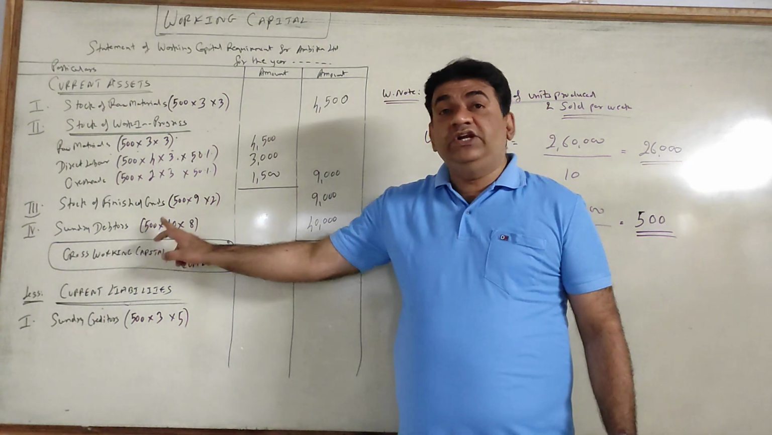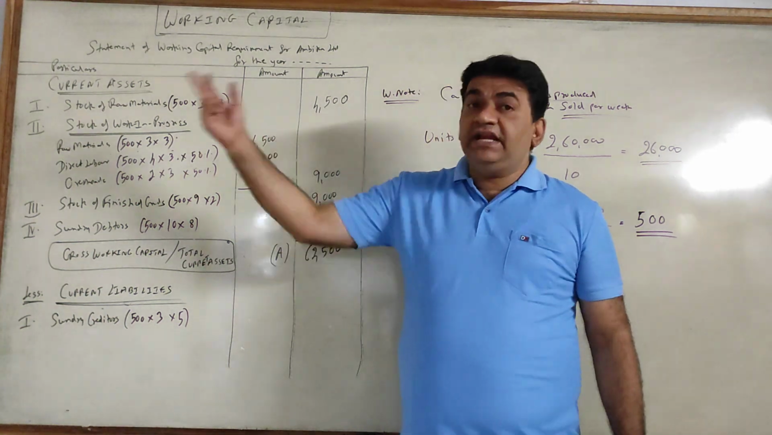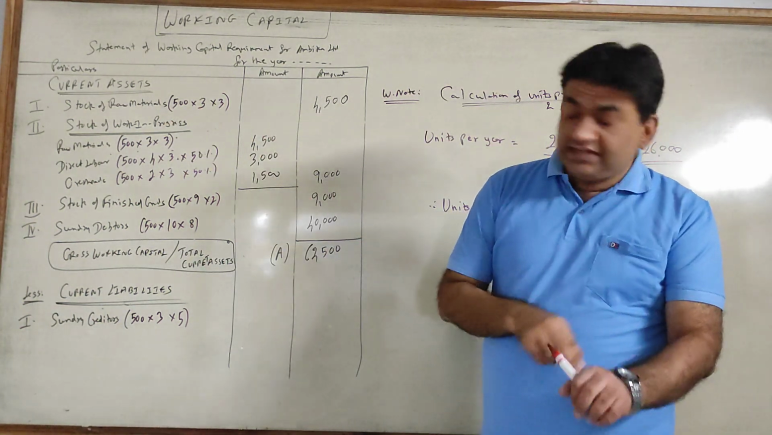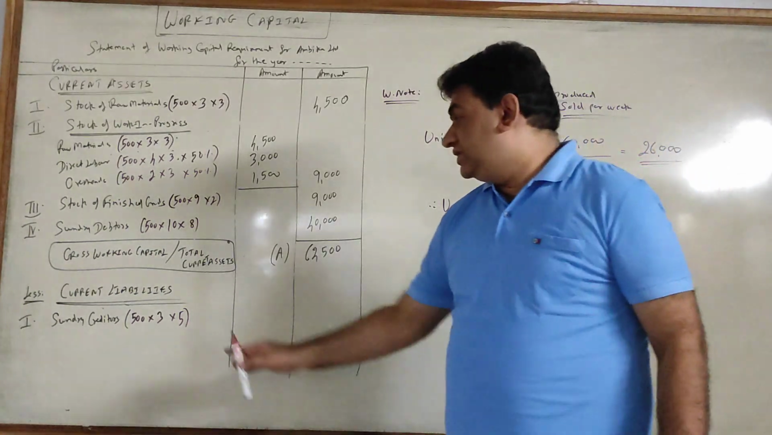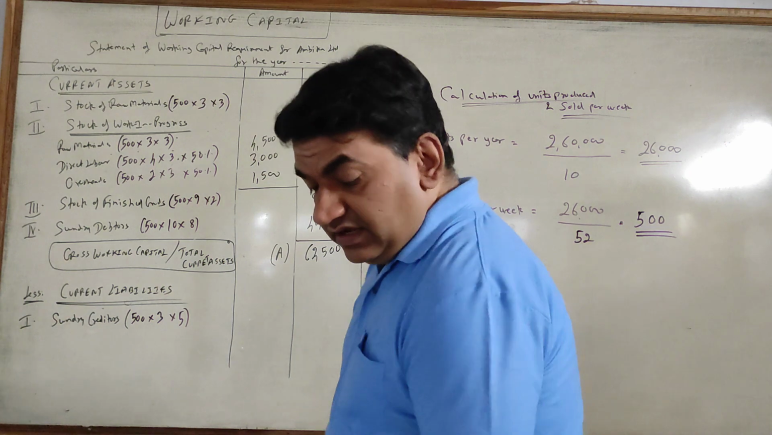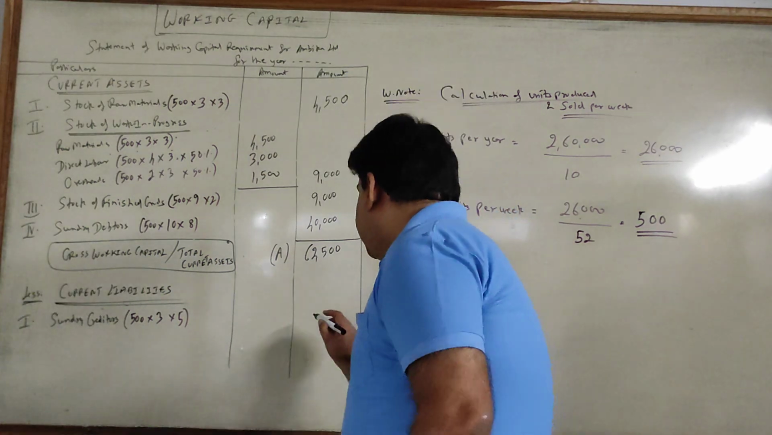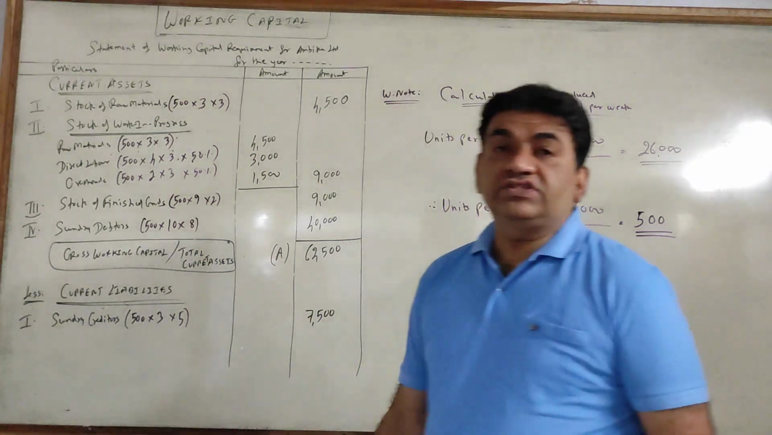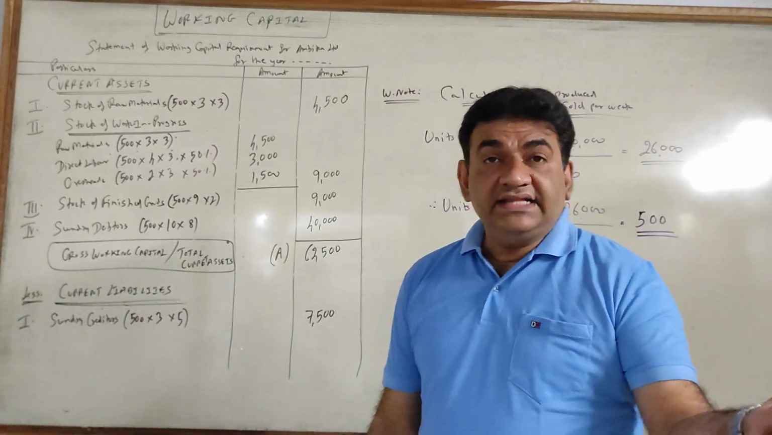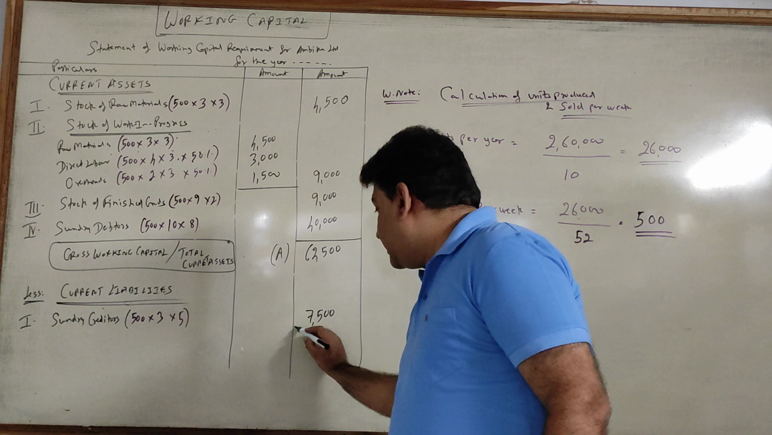Debtors, number of units into the selling price, into the credit period that I give to my debtors. Here, into the credit period that I get from my creditors. So 500 into 3, 1500, 1500 into 5, that gives me 7500. Nothing else is there. This is the only current liability.